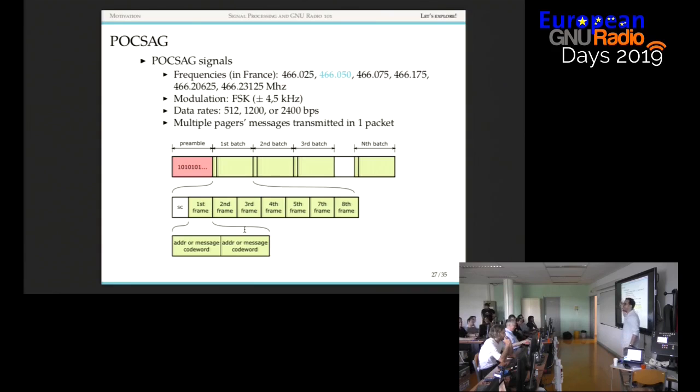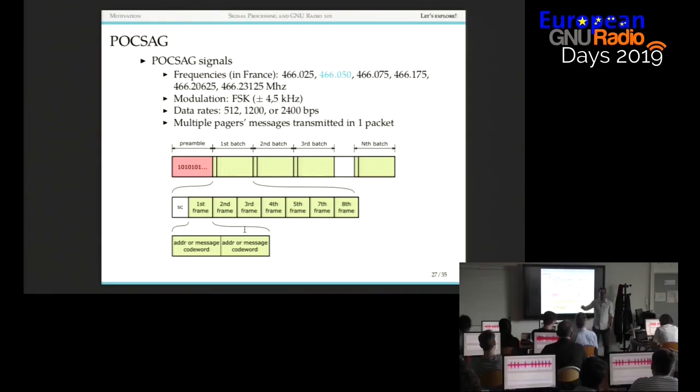These are FSK signals, so they're changing in frequency. We can see that also very clearly at 4.5 kilohertz of difference. And then we have these data rates here, which are possible. And actually, we have one packet which transmits messages from multiple pagers.